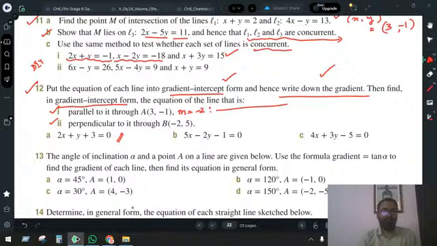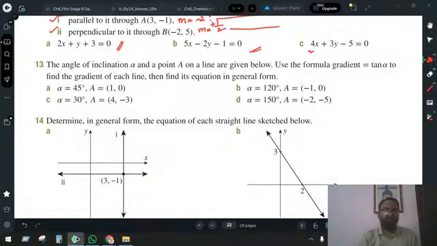Perpendicular to it through this point. This is the point given. Perpendicular means m is equal to -1 by 2. No, it's plus 1 by 2. When it becomes perpendicular, m is equal to plus 1 by 2. And this is the point, so you will get the answer. Similarly for B and for C.